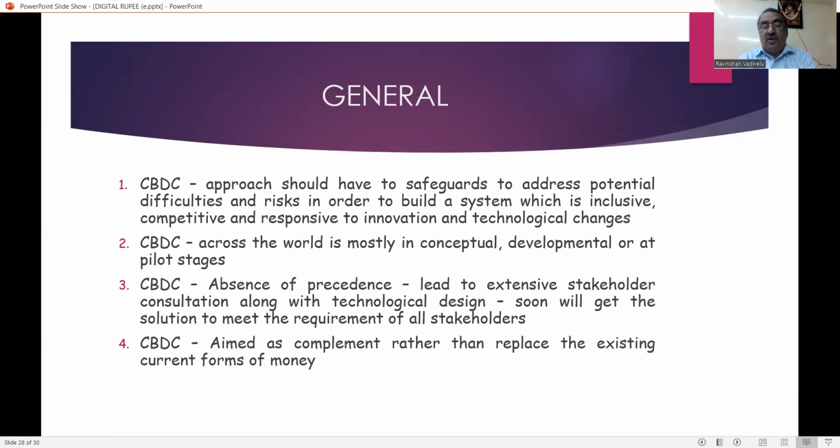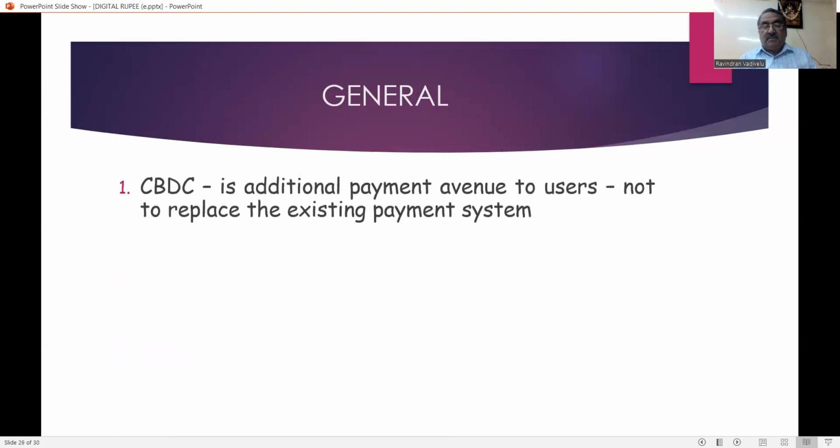So it is aimed as a complement rather than a replacement of the existing currency form. So the RBI's intention is very clear. It is not going to replace the existing form of currency, the existing form of money. It is only a complement. It's only an additional digital rupee, additional currency. That's all. But it has equal value to the existing forms of money. Along with the existing ones, it's an additional payment avenue to the users.